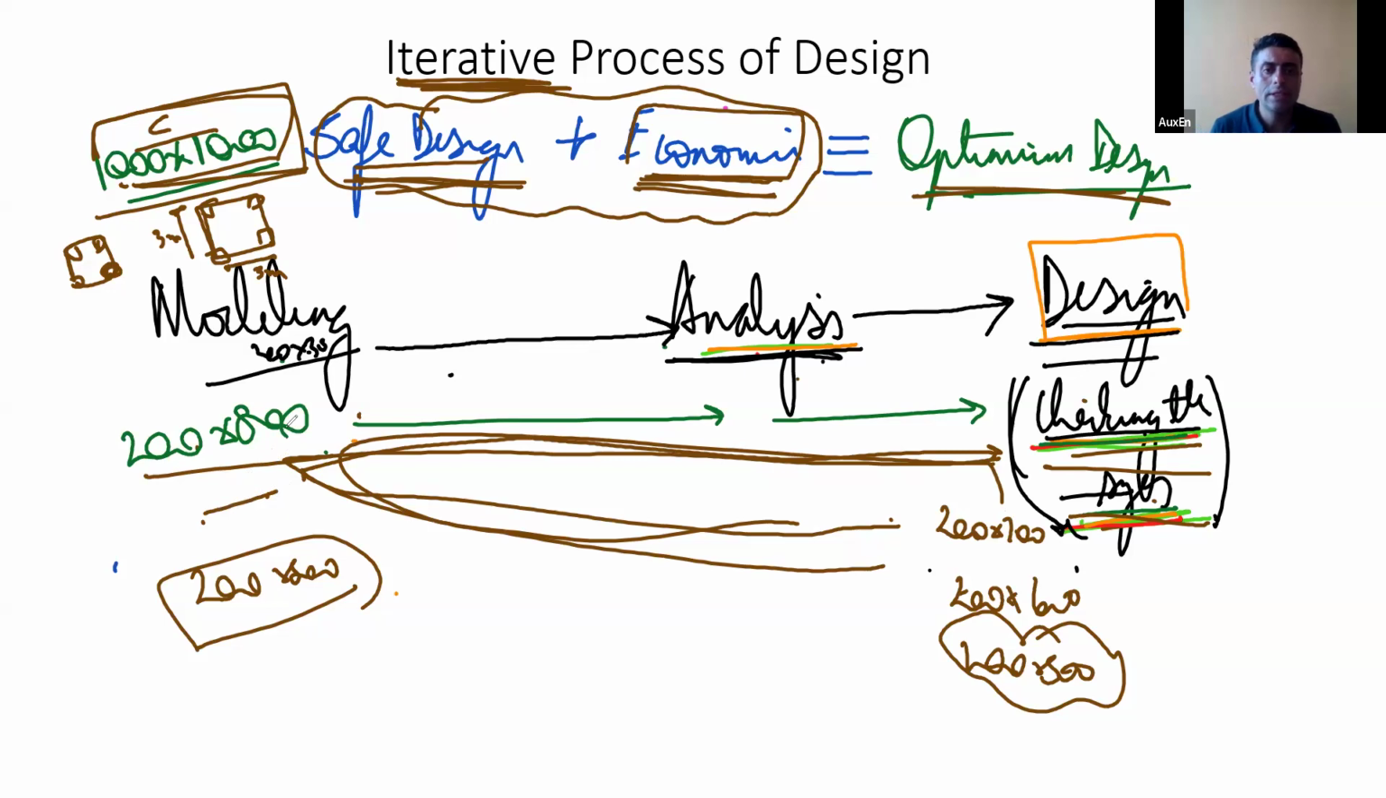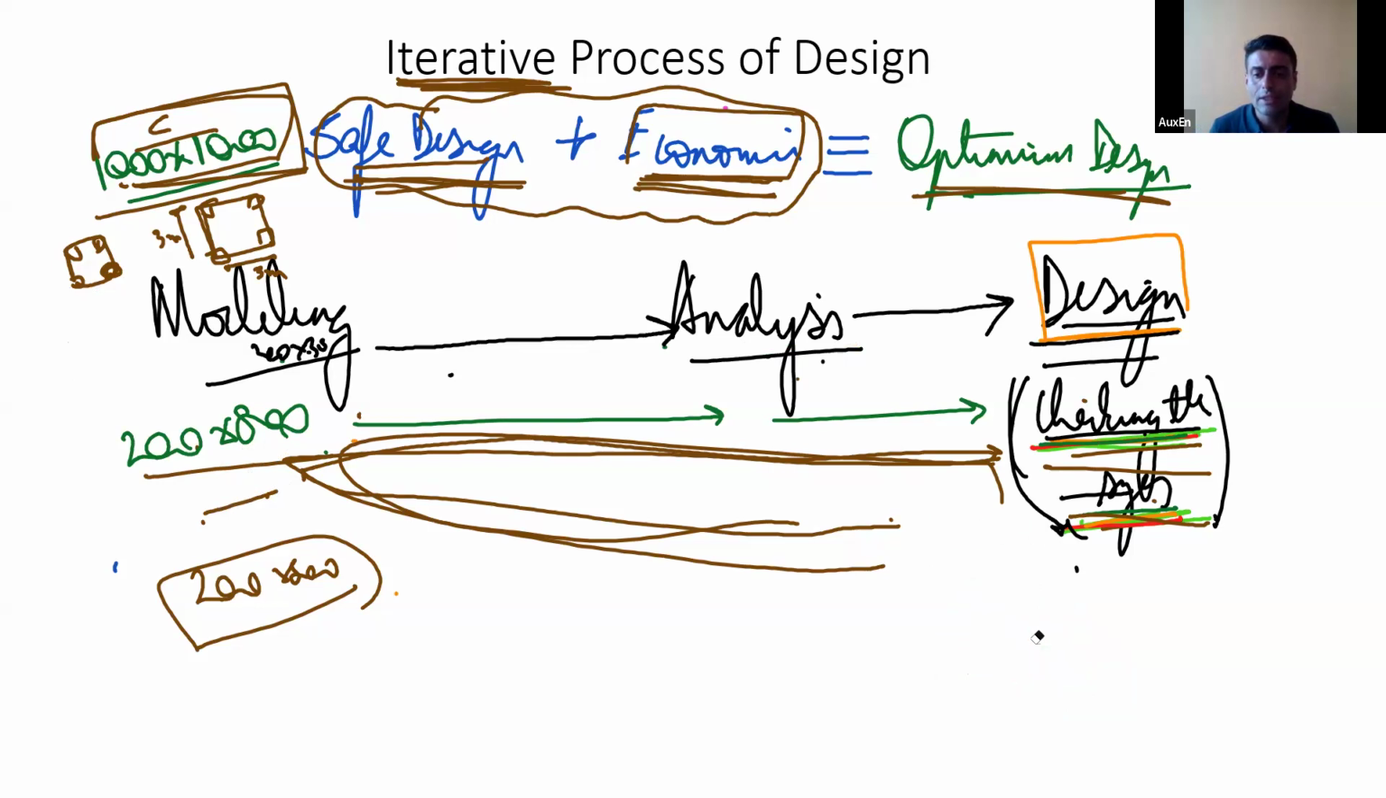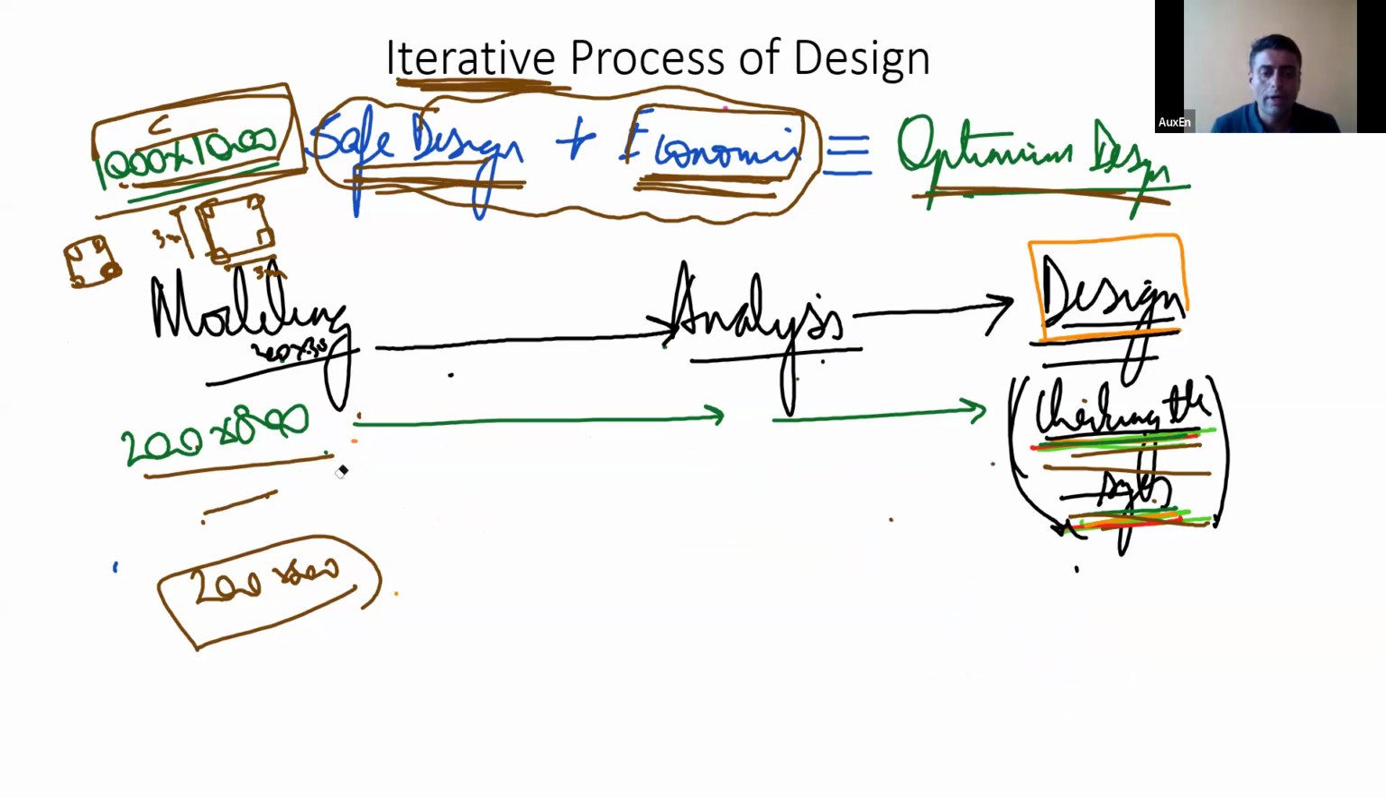What I want to tell you here is that whenever you do any design, it will be iterative and it has to follow these steps: you choose a size in your modeling, you run the analysis, check that size. If it's over safe or unsafe, whatever it is, you go back to modeling, change the size, run the analysis again, and repeat this process.